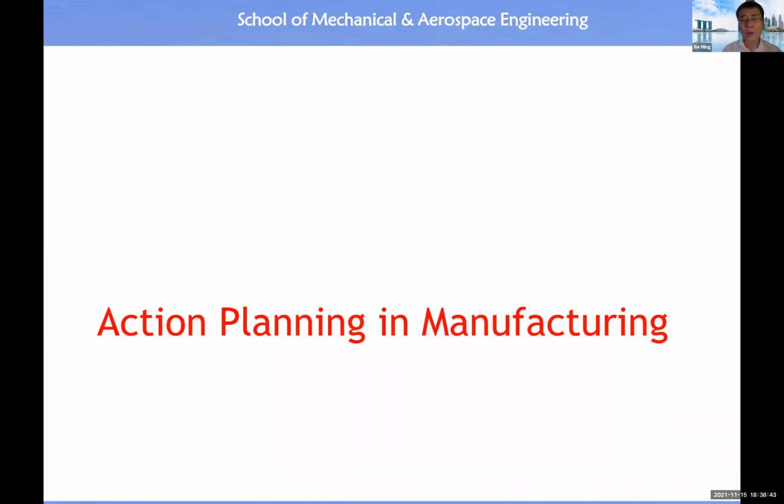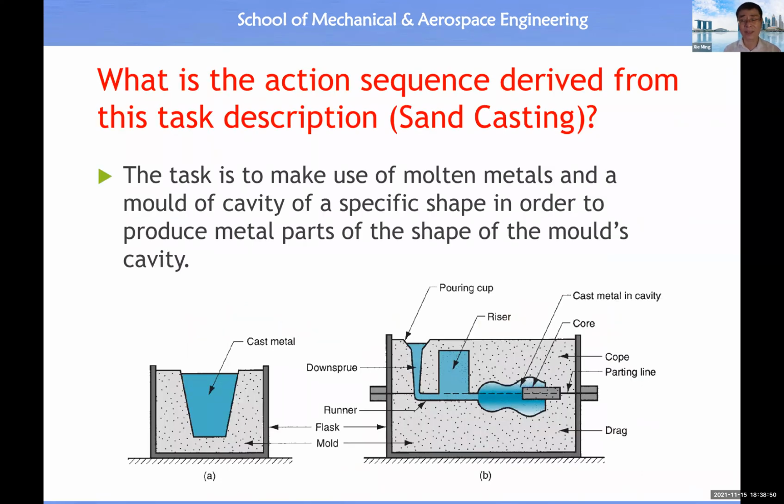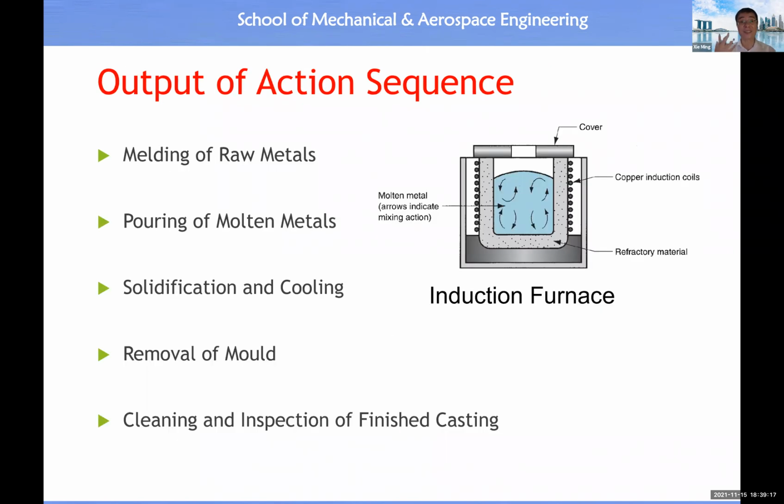Now I'm going to show you some typical scenarios of action planning in manufacturing. For example, we have this task description as an input, which is about sand casting. The task is to make use of a molten metal and the mold of a cavity of a specific shape in order to produce a metal part of the shape of the mold's cavity. Then in order to fulfill this task, what should be the action sequence?